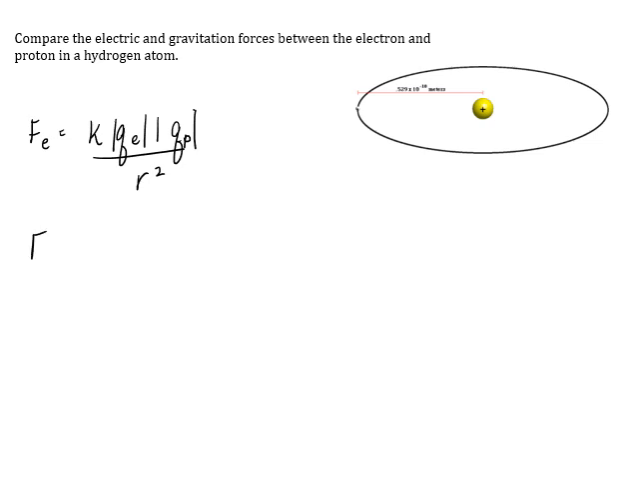To calculate the gravitational force, you'll use Newton's law of gravitation, which is Newton's constant G times the mass of the electron times the mass of the proton divided by the distance between them squared. We remember here that the gravitational force is always positive. You can work through this, and I will post the answers.